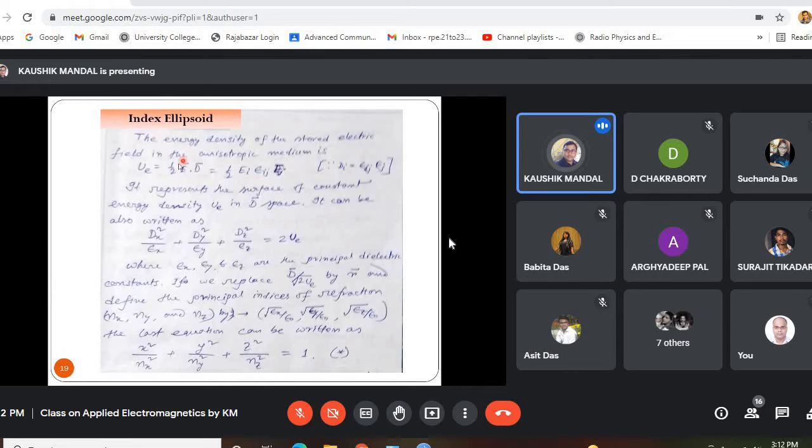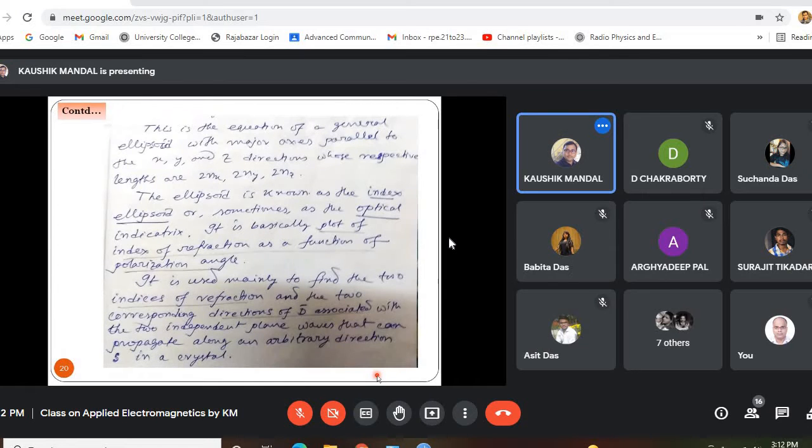So we have seen that if we consider the uniform stored electric energy density in a particular D space, it is representing an ellipsoid. That thing I have already mentioned. So the ellipsoid is basically the plot of index of refraction as a function of polarization angle, and it is mainly used to find out the two indices of refraction and the two directions that are associated with the D.